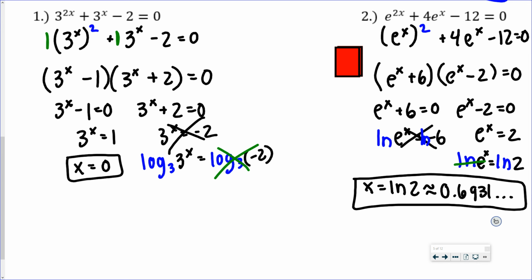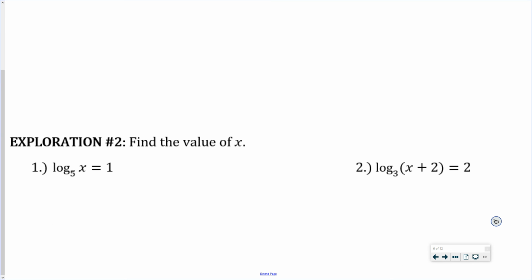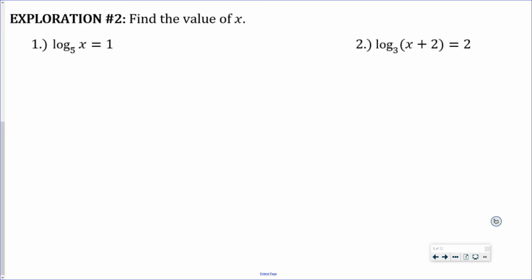Okay, folks, that was all exponential equations. No, now the second half of the lesson is solving logarithmic equations, so equations that have logarithms in them. All right, here's your exploration.